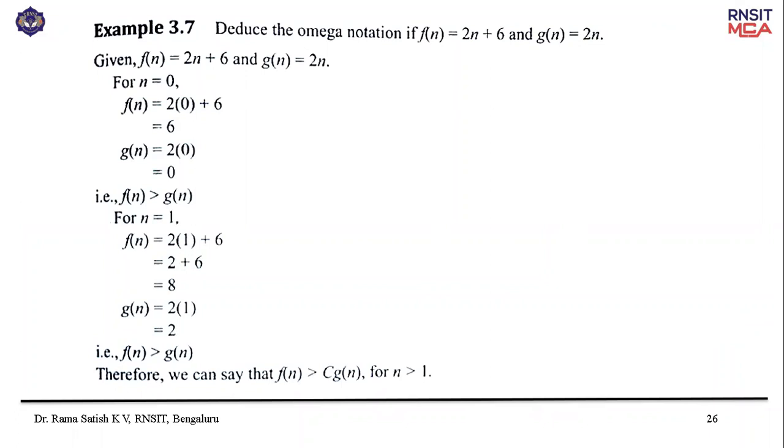So in this case, first you take n is equal to 0. If it is 0, 6 and 0, of course f of n is greater than g of n. If n is equal to 1, it is 8 and this is 2. And of course, the second time also you get f of n is greater than g of n. So we can certainly say your function f of n is greater than c g of n for all n greater than or equal to 1. So you can certainly write this way.